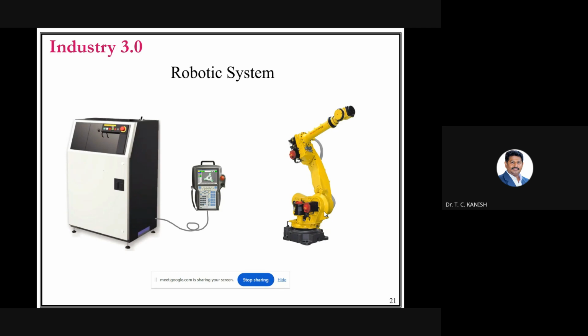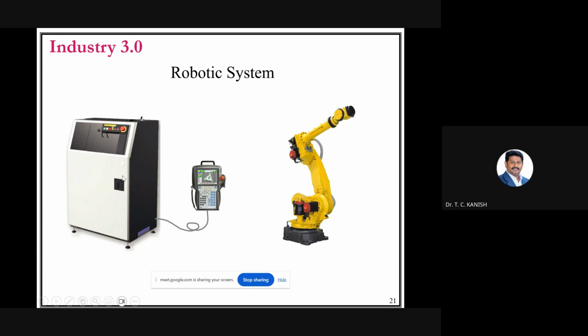In the robotic system, whatever you see in the yellow color, normally if anyone is asked, they will say that this yellow color is the robot. It's not a robot, it's a mechanical unit. It is called a robot when you add the robotic controller.